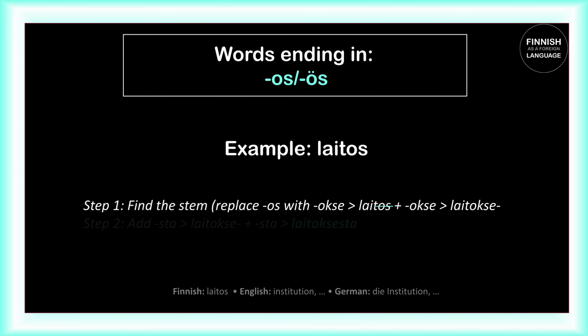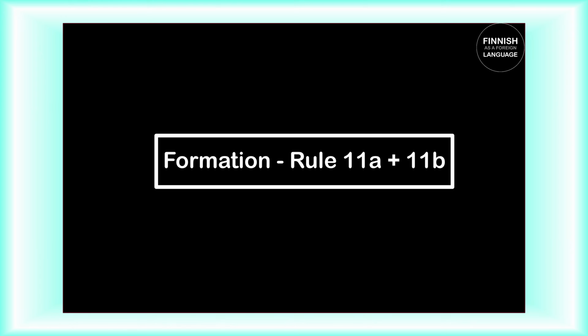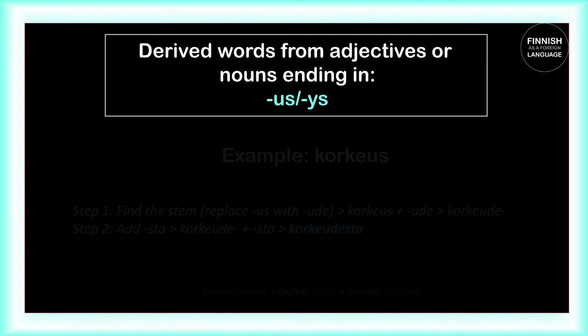In the first step, again, we have to find the stem, which we get by replacing os with oxa. So laitos changes to laitoxa. Then in the second step, again, we have to add the elative marker sta to the stem. So that means we have laitoxe plus sta and we get laitoxesta. Next one, rule number 11, which also consists of two rules. So we start with 11a, derived words from adjectives or nouns ending in us or us.